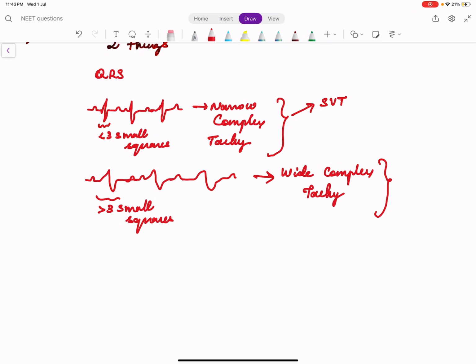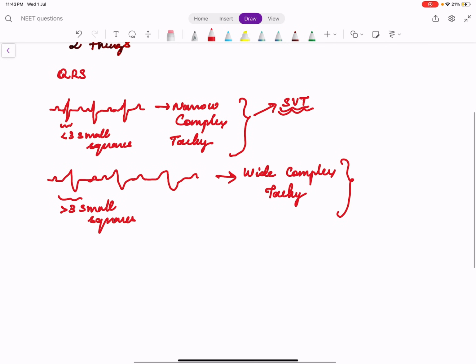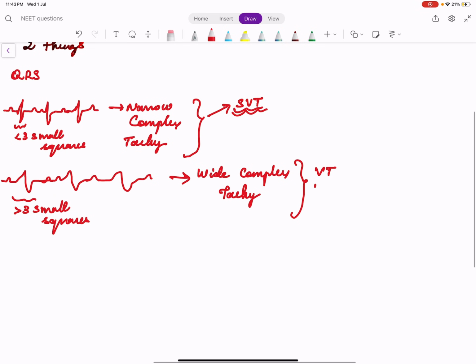Remember, anything which is above the ventricle, of supraventricular origin, is supraventricular tachycardia. They are narrow complex. Anything which originates from the ventricle is wide complex tachycardia. Example, ventricular tachycardia, ventricular fibrillation. They are wide complex tachycardias. Anything which comes above the ventricle is commonly labeled as supraventricular tachycardia. There are many types like atrial flutter, atrial fibrillation, the so-called AVNRT. Common SVTs are AVNRT and atrial fibrillation.